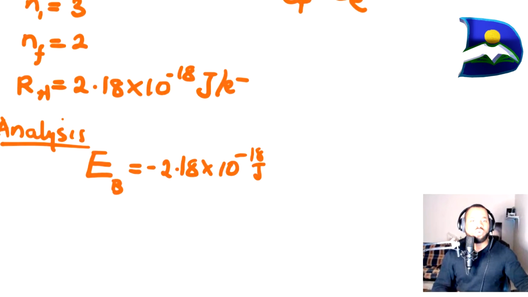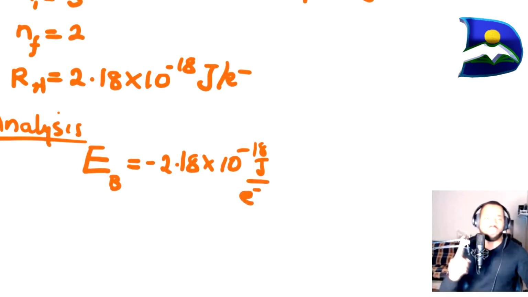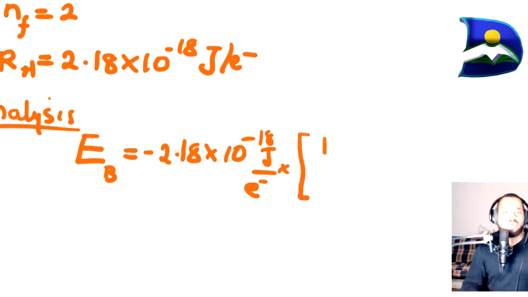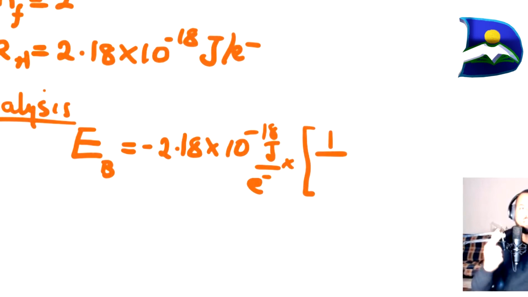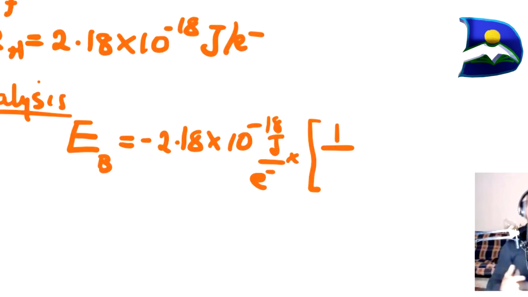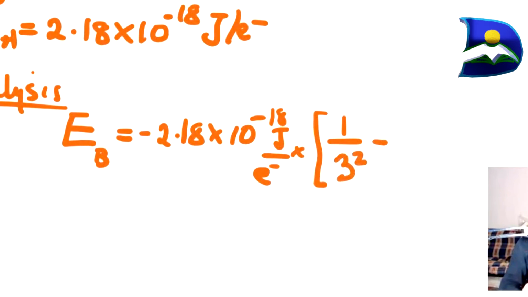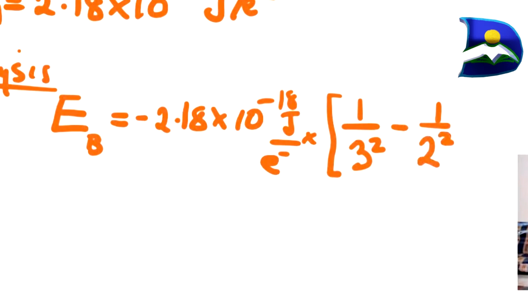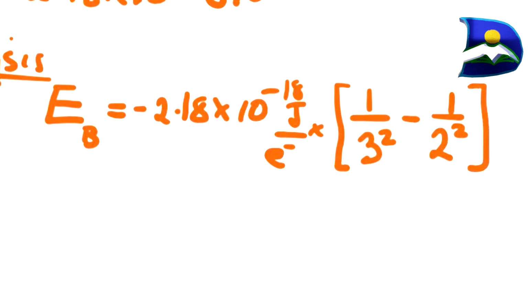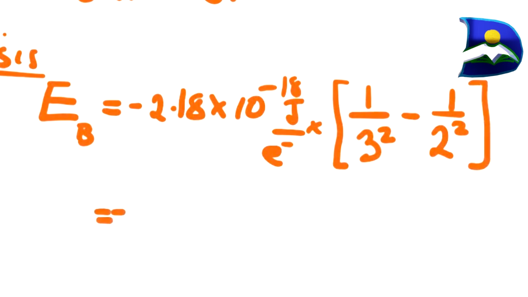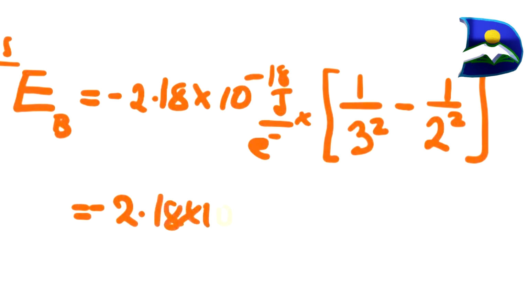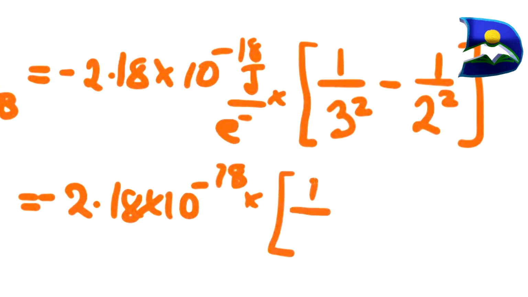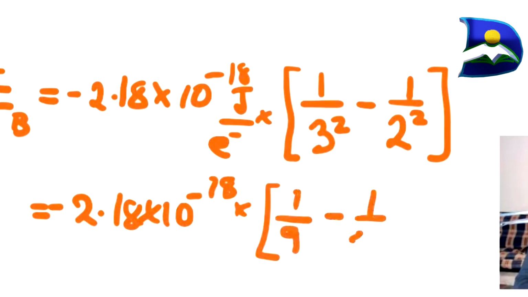Don't forget your unit, joules per electron, because we're dealing with one electron. This is going to be multiplied by everything in the bracket: 1 over, we know that n initial is actually 3, so we have 3 squared, minus 1 over 2, which is our final energy level, all squared. Solving the bracket, negative 2.18 times 10 to the negative 18 is multiplied by 1 over 9 minus 1 over 4.